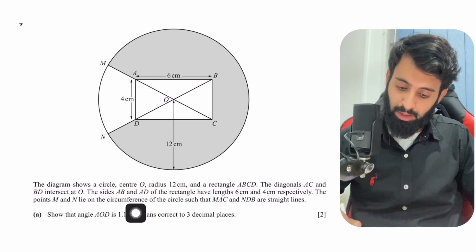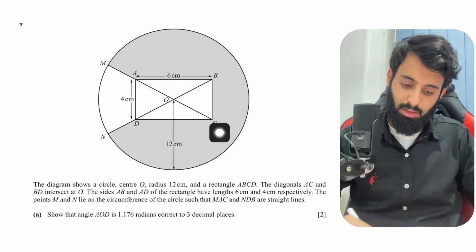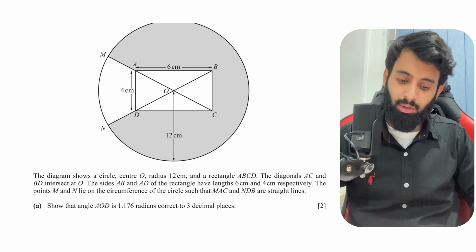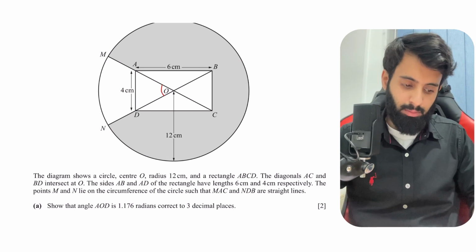The points M and N lie on the circumference of the circle such that MAC and NDB are straight lines. Okay, so MAC and NDB are straight lines. Then it says show that angle AOD, which is this angle right here, is 1.176 radians, correct to 3 decimal places.